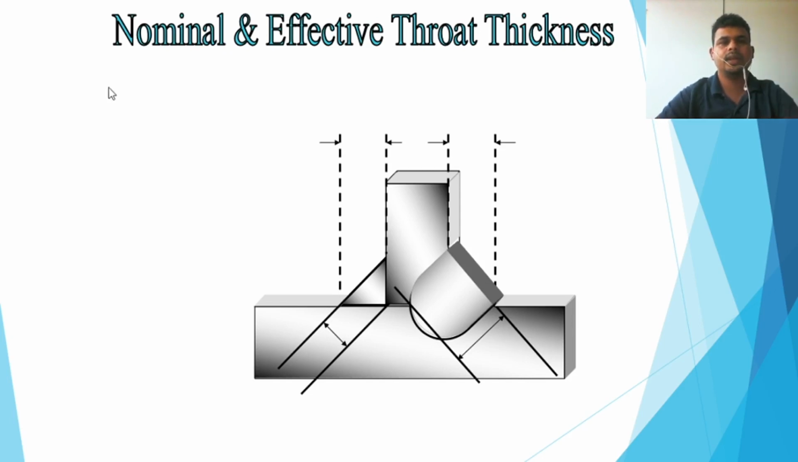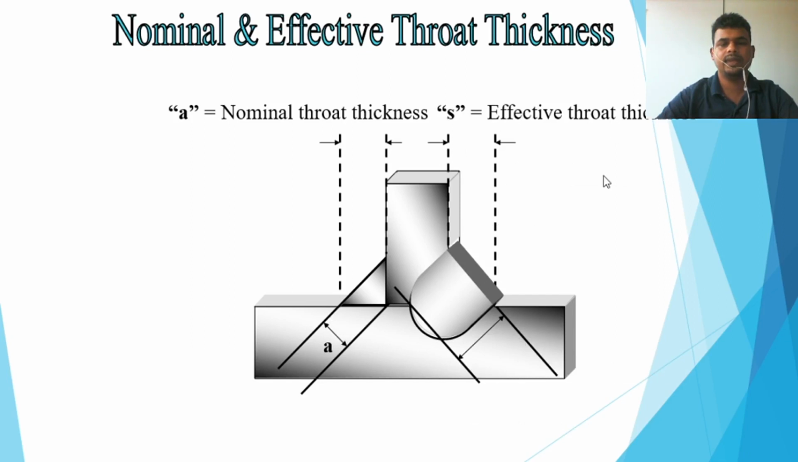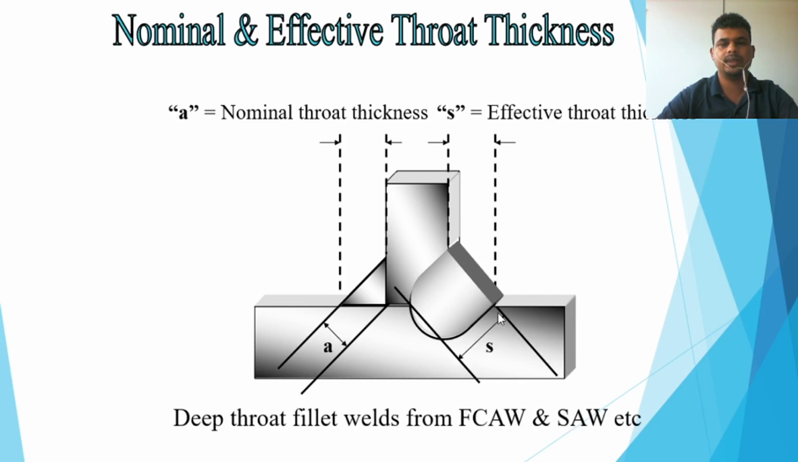Now we go to the nominal and effective throat thickness. What is the nominal throat thickness and what is the effective throat thickness? You can see this is the nominal throat thickness. Whatever we call the design or something, this is the nominal throat thickness. Then S is the effective throat thickness. So during welding, actually, this is not limited to here only. This is fused and goes until the inside. So this comes until the inside. This is the effective throat thickness or actual throat thickness.